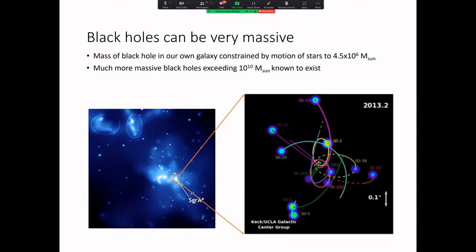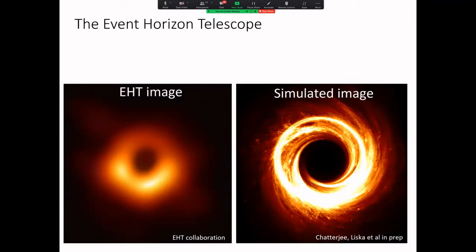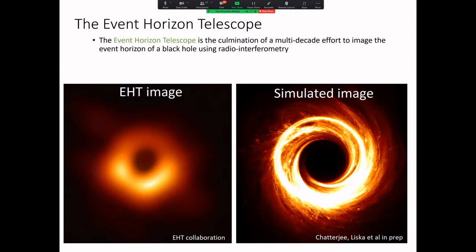This is not the end of the story. The black hole in our own galaxy is not the most massive that's known to exist. Those exceed more than 10 billion solar masses. I think we're living in an extremely exciting time now regarding black hole physics, because in the last couple of years, the Event Horizon Telescope collaboration, by the merger of many radio telescopes in the world, has managed to build an artificial radio dish approximately the size of the Earth's radius. And they have taken an image of a black hole.